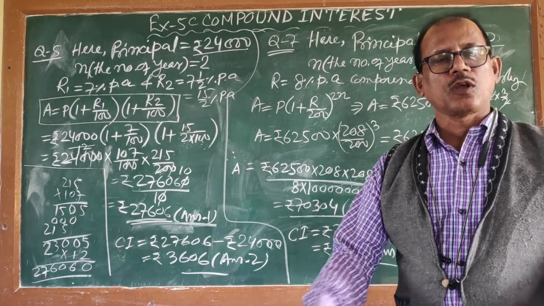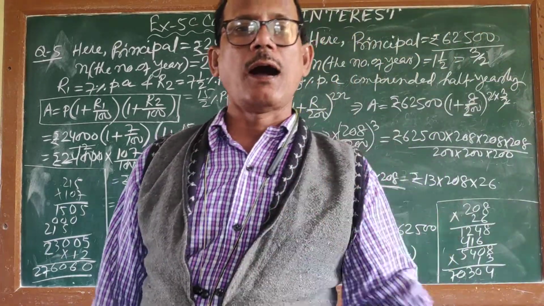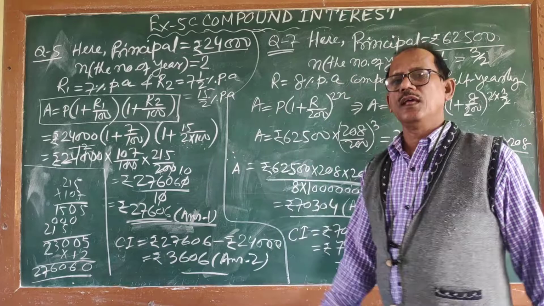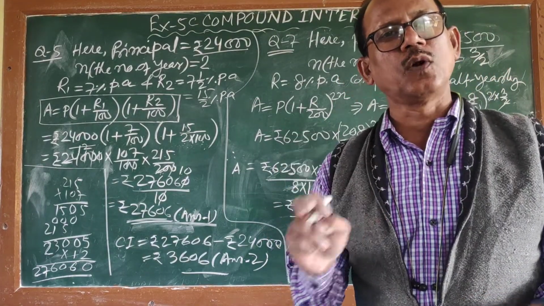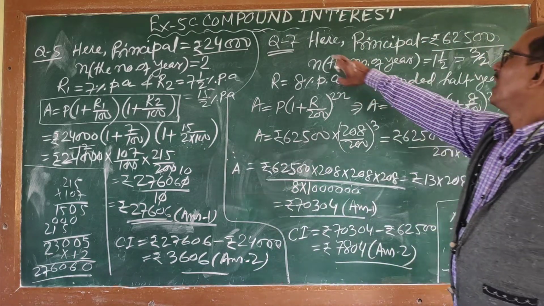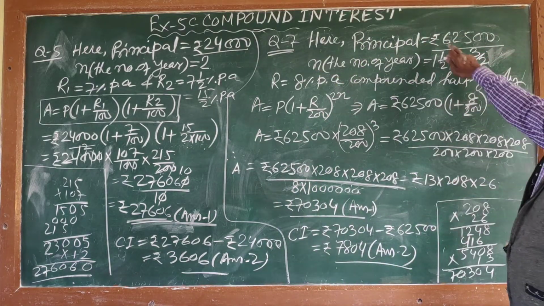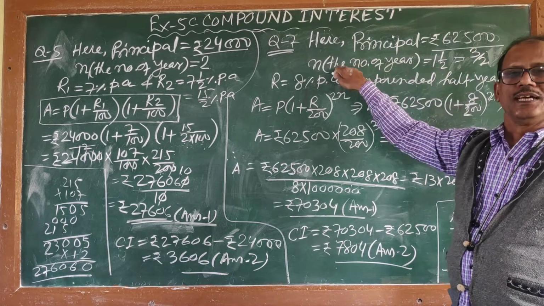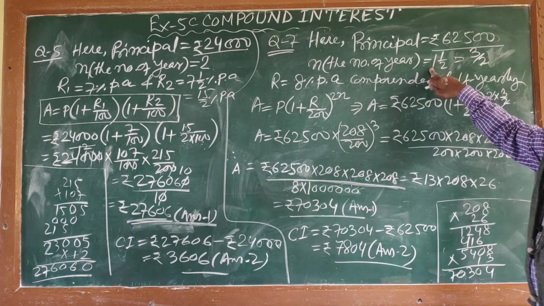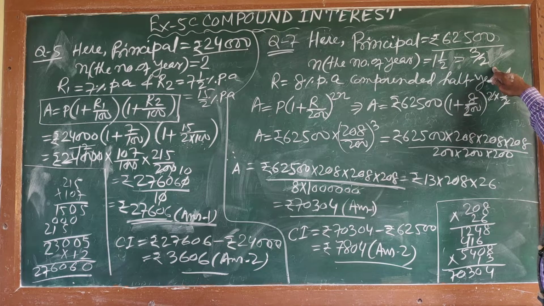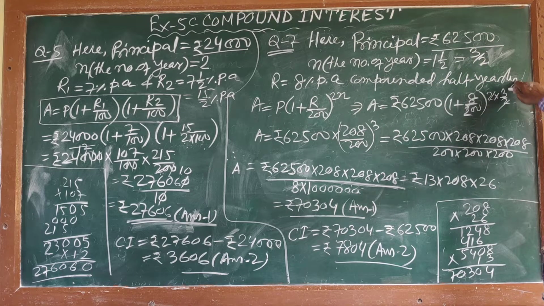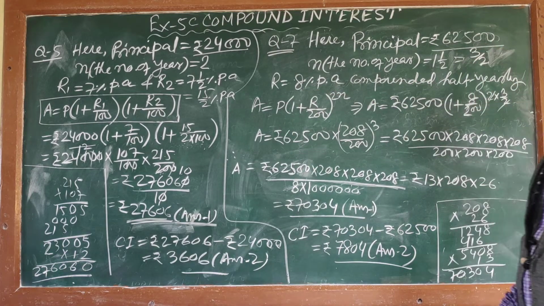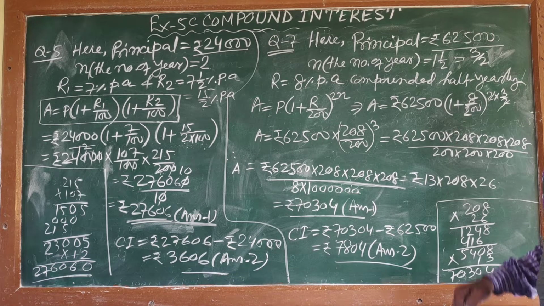Now children, we will solve some sums when it is compounded half yearly through the direct formula. So what will be the formula? A = P into (1 + R/200) to the power 2n. Let us do question number 7. The principal amount is 62,500. The number of years n is 1.5, which is equal to 3 by 2. The rate is 8% per annum compounded half yearly. So this 8% per annum will become 8 by 200 and the power will become 2n.